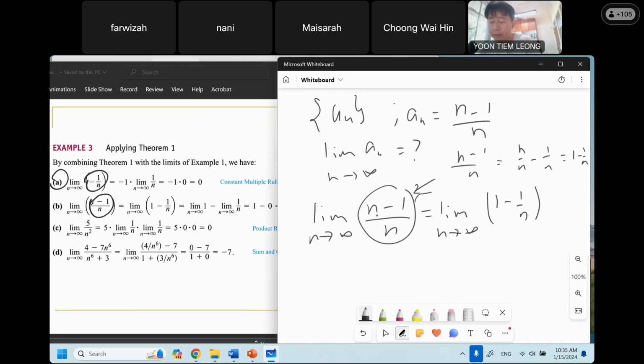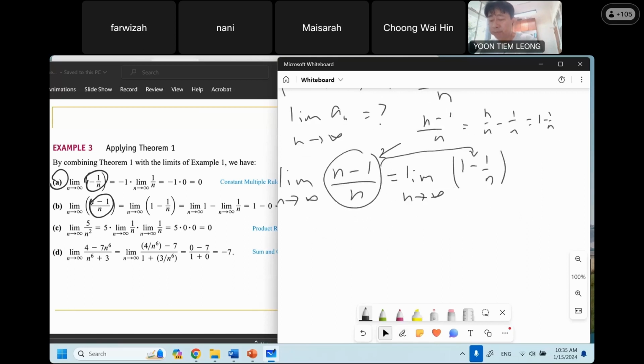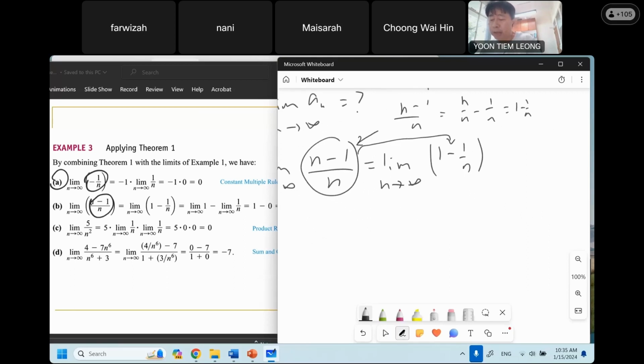So from here to here, nothing fancy has occurred. It's just a rearrangement of the expression using some simple algebra. Now we have a difference of two terms: the limit as n goes to infinity of this term minus this term.